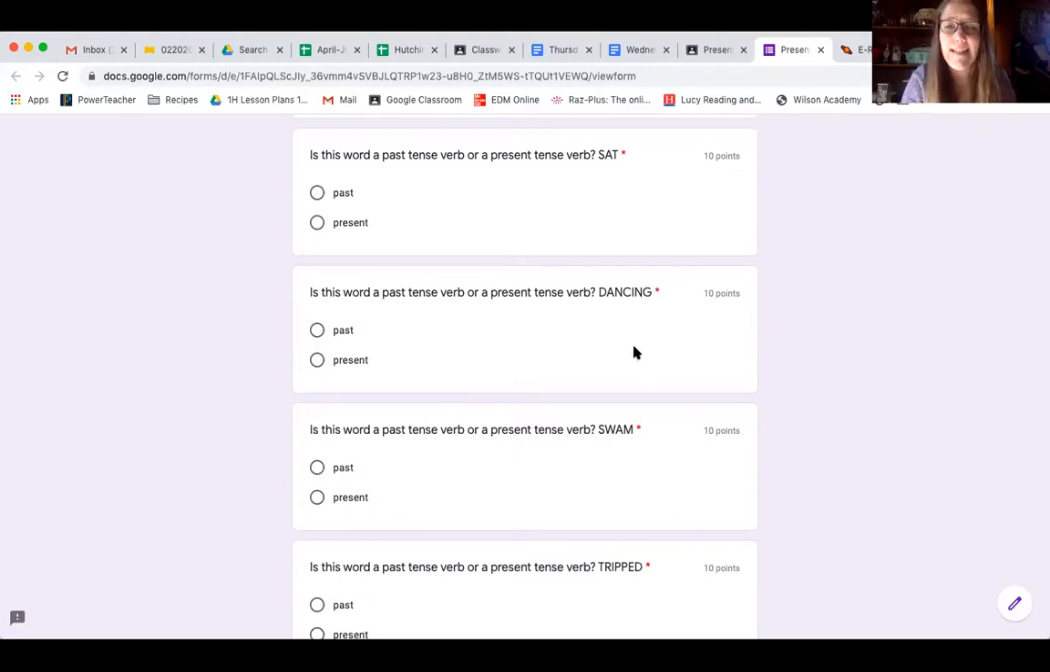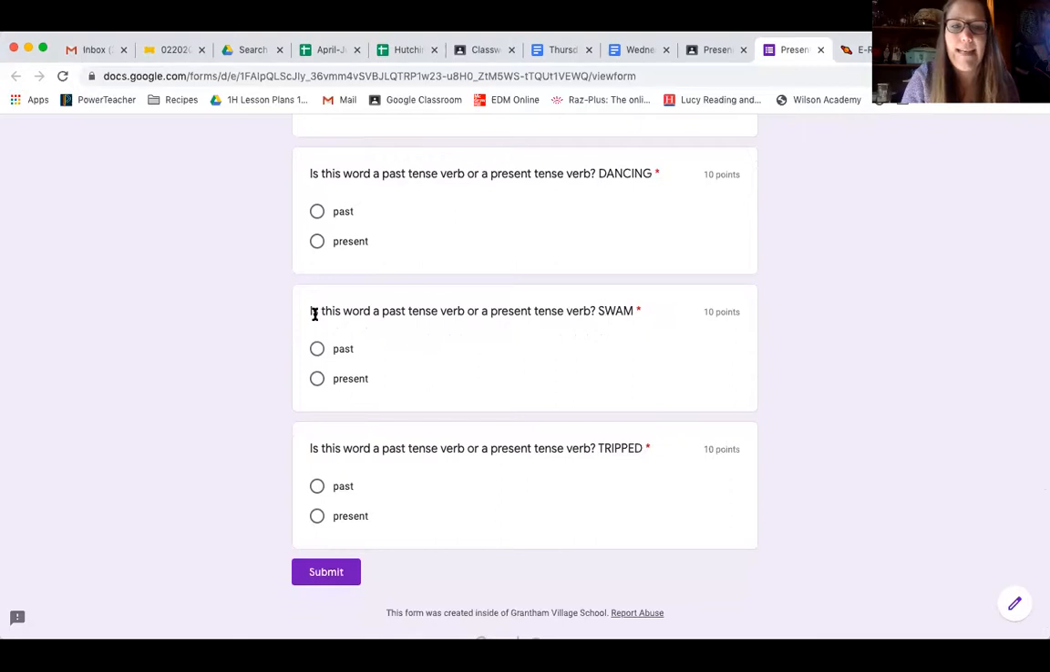Again, think about a sentence. We are dancing to the song. So is that something that's happening now, or is that something that already happened? Next is swam. So same question, past or present, swam. So think about a sentence. He swam all the way to the third dock yesterday. Is that something that's happening now, would you say, or is that something that's already happened?